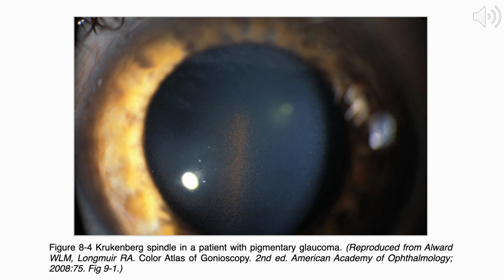This image shows a Krukenberg spindle in a patient with pigmentary glaucoma. The spindle appears as a vertical, spindle-shaped deposit of pigment on the central corneal endothelium. This distribution results from convection currents in the aqueous humor, which carry liberated pigment granules upward along the warmer iris and downward along the cooler cornea, where they are phagocytosed by endothelial cells.